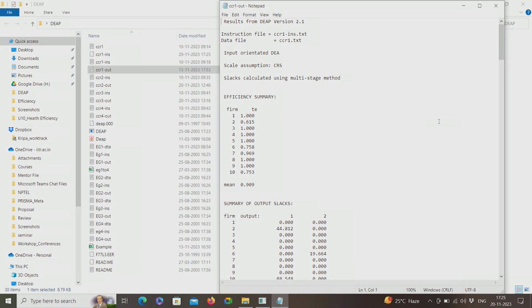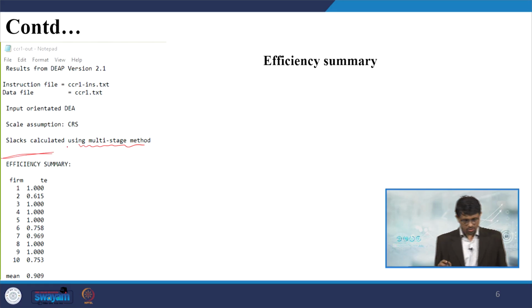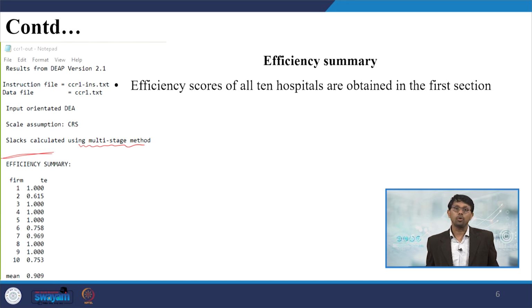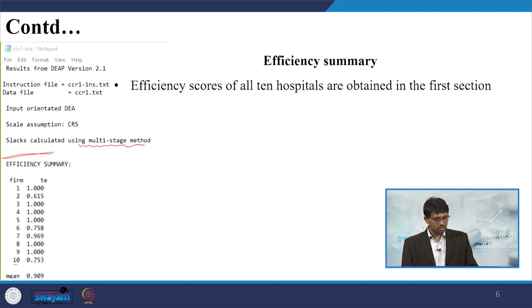This is the first table to explain in front of you, that is the total efficiency, overall efficiency or efficiency summary. To start with the efficiency summary. So, the first table we are explaining, I am just now using the main window to explain you. Here is my main window which I just derived, and here it is. So, let us see, efficiency scores of all 10 hospitals are obtained. In the first section, you just see till the 10, and their efficiency mean score is also mentioned.